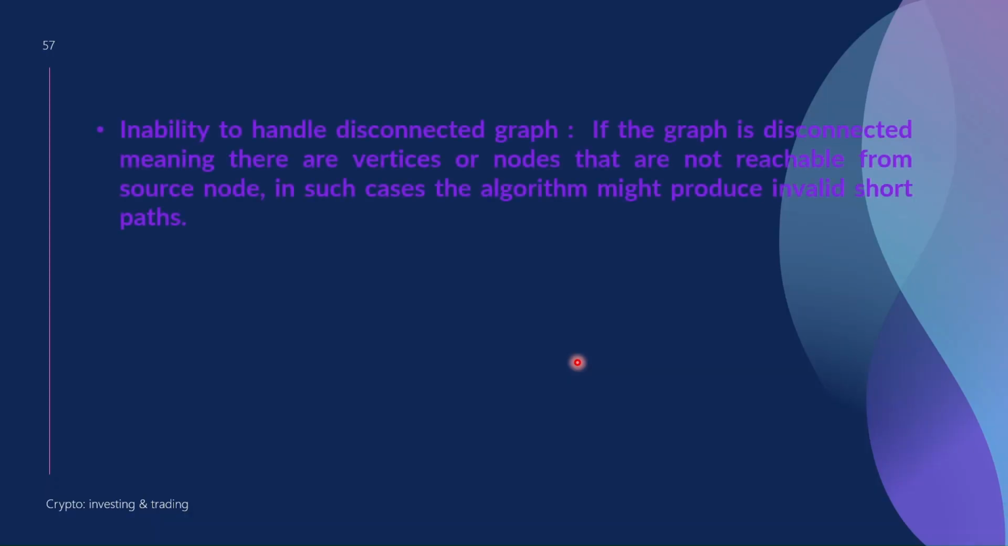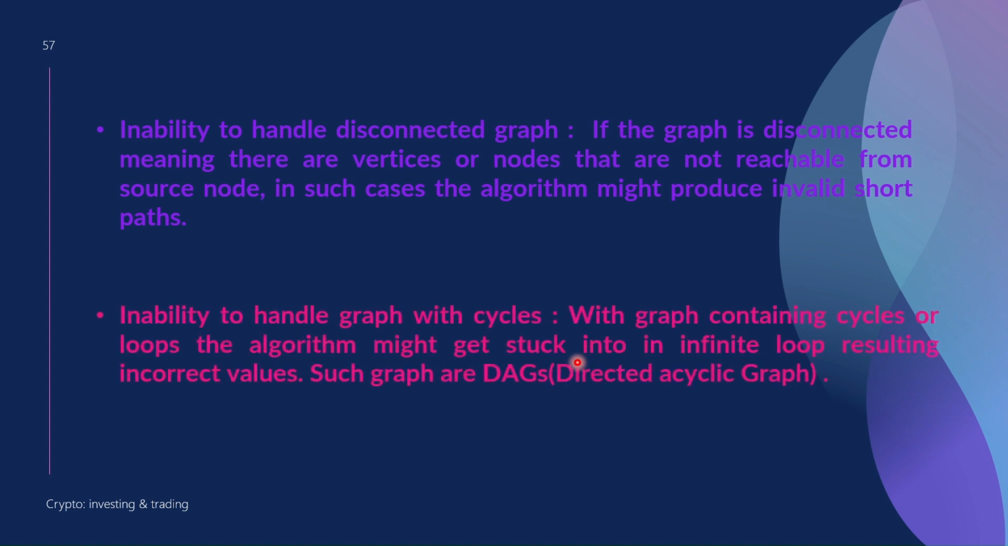Next up is inability to handle disconnected graphs. If the graph is disconnected, meaning that if there is any vertices or nodes that are not reachable from the source node, let's say that certain nodes are not connected to each other through edges, then in that case the algorithm might produce an invalid shortest path.